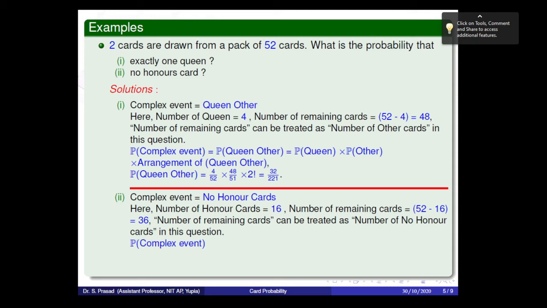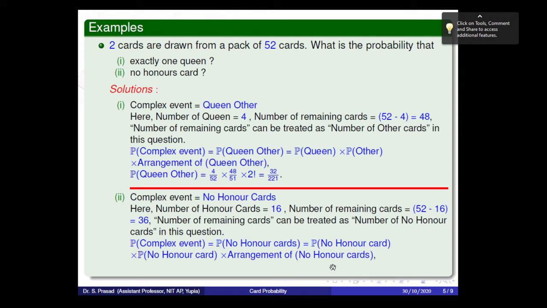So then we find the probability of the complex event. The probability of no honor cards means the probability of no honor card into the probability of no honor card. We write the probability of no honor cards into no honor cards into the arrangement of no honor cards.